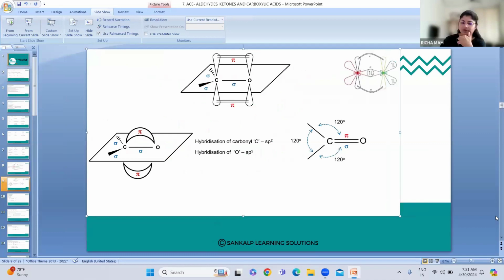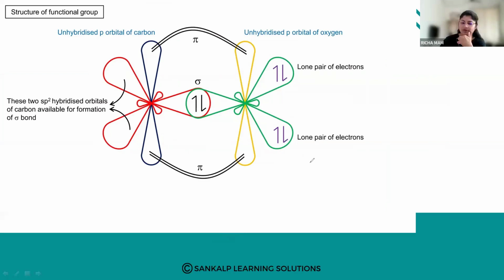So how is the carbonyl group? C double bond O. So this is a carbonyl group. So here the carbonyl carbon, this particular carbon, what is the hybridization? Can anyone tell me what type of carbon? It is called the carbonyl carbon because this carbon is involved in double bond formation with oxygen, right? So this is called a carbonyl carbon.